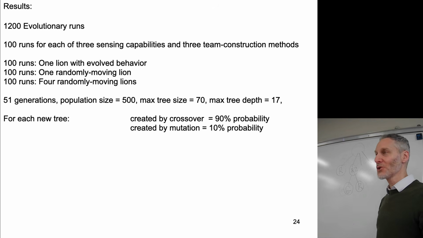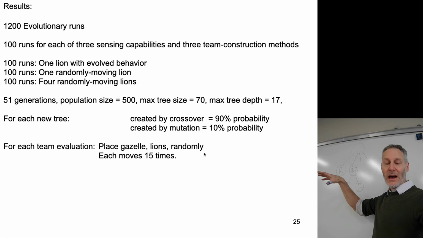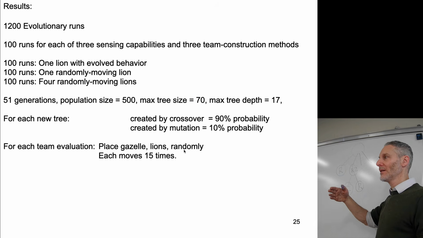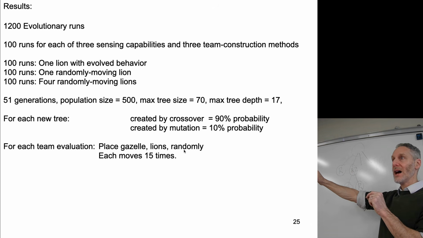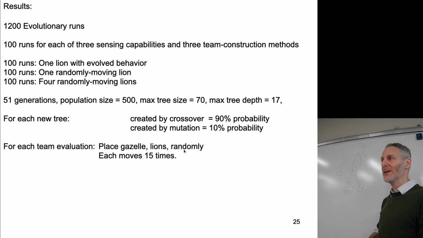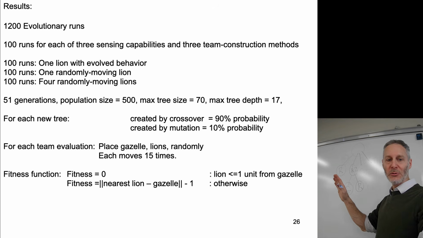Here's some more arbitrarily chosen numbers for you. Most of the new trees are produced by crossover, some by mutation. Okay, I think we've already said this. We're going to place the gazelle and the lion randomly. And, oh, sorry, I haven't said this. There's only 15 time steps in each simulation. But remember that in this simulation, there's a vector that dictates where the lion and the gazelle is going to be at the next time step. So there's quite a bit of motion. It's not a physics engine. They don't have legs. They're not galloping or pronking around. It's very abstract. So each move lasts 15 times.